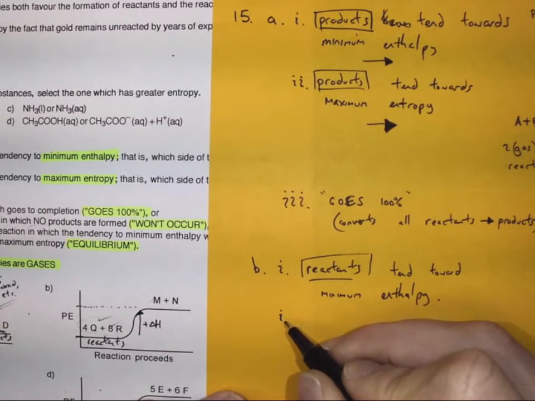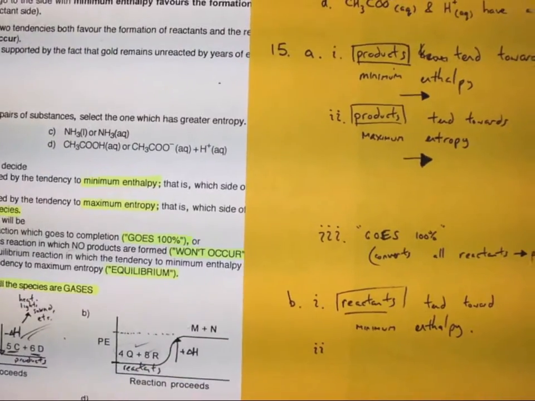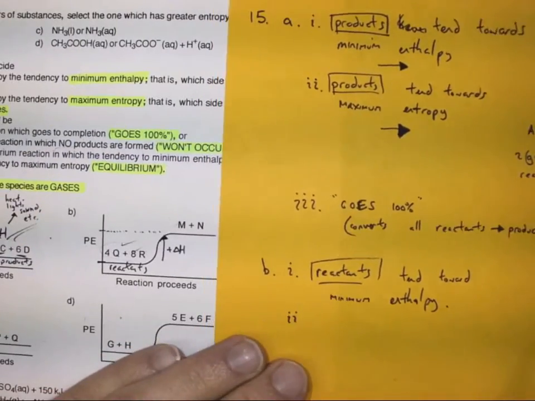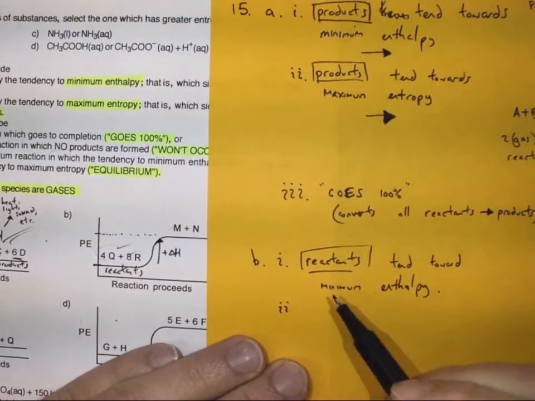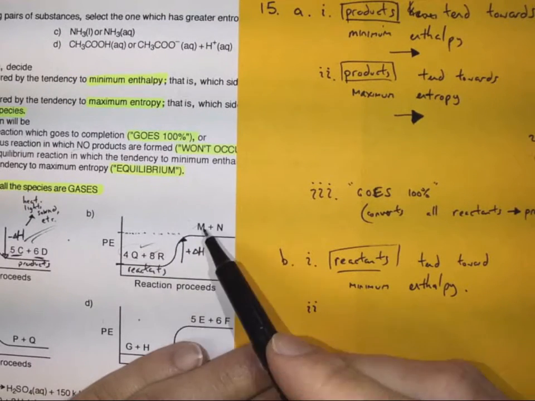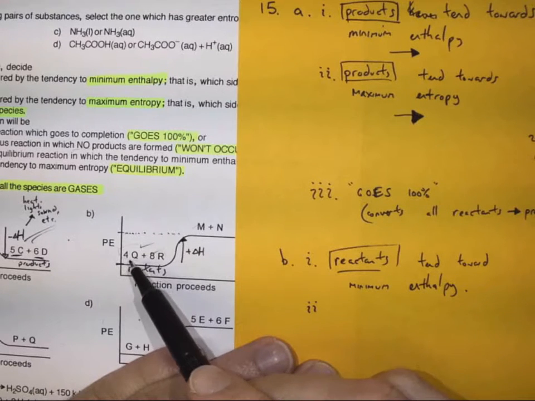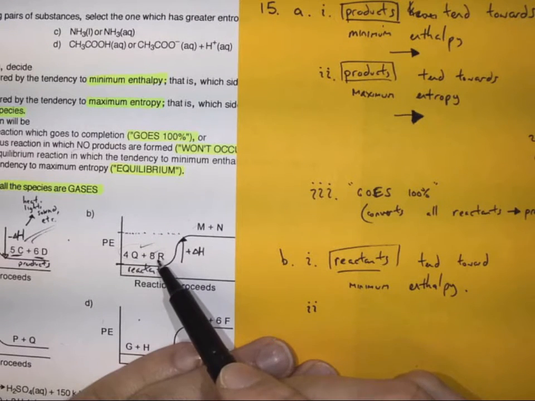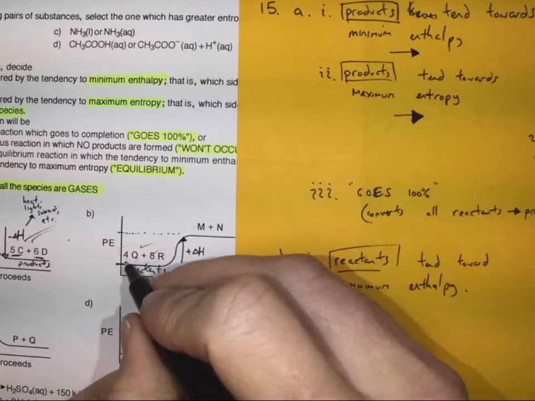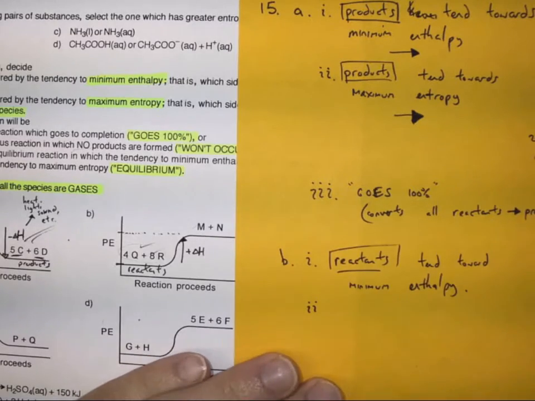All right. Then we're going to move on, and we're going to say, okay, what about the maximum entropy? Well, let's take a look. Again, everything is a gas. And so which side has more species? It looks like the reactants have more to them. There are 13 species in the reactants, but there's only 2 in the products.